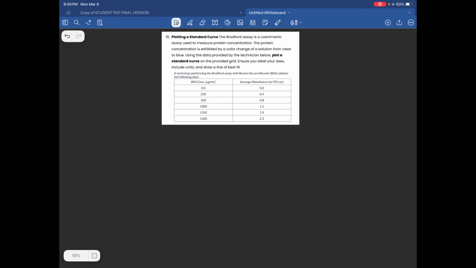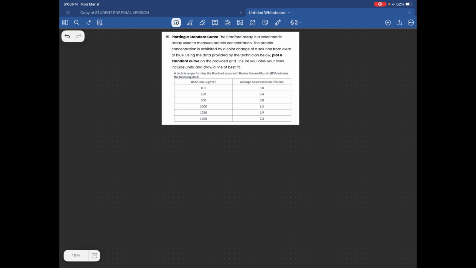So let's tackle this next problem together. We're moving into the world of analytical chemistry and biotechnology by plotting a standard curve for a Bradford assay. The question asks: the Bradford assay is a colorimetric assay used to measure protein concentration.